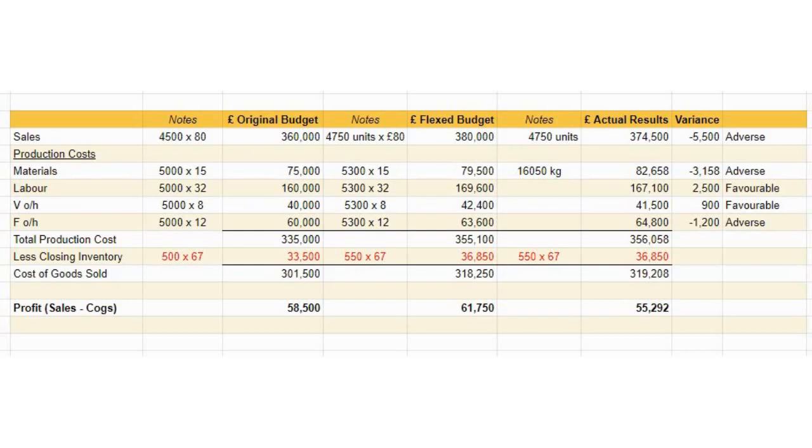And so the next variance that we're going to be taking a look at is the labour variance. Here we've got the original budget of 160,000. We've got the flexed budget of 169,600, and we've got the actual results, the amount paid for labour, 167,100. And because it was less than the flexed budget, then there was a total variance of 2,500 favourable.